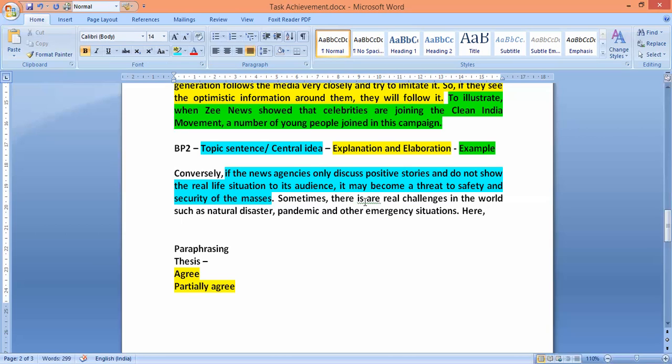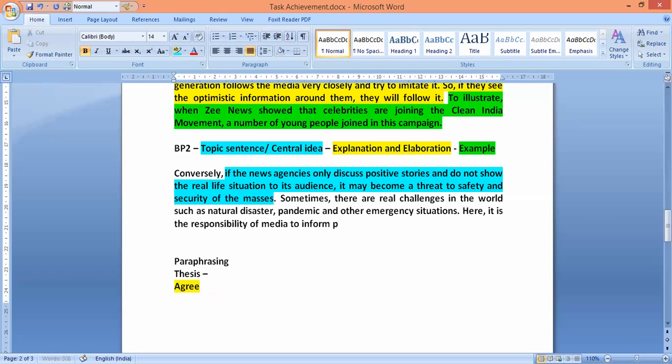Here, it is the responsibility of media to inform people about it, so they can plan for their safety. You have to use this word, safety. So now I'm just giving an explanation that there are some real challenges, and it is the responsibility of the media to inform people about it so that they can plan for their safety.